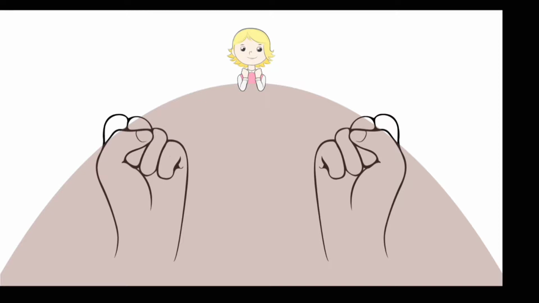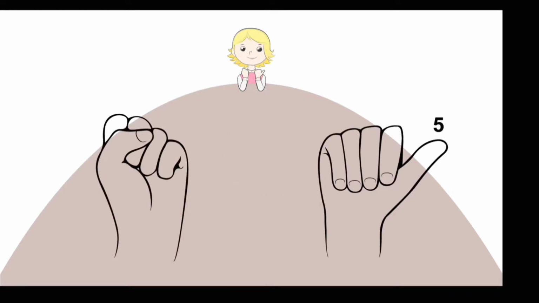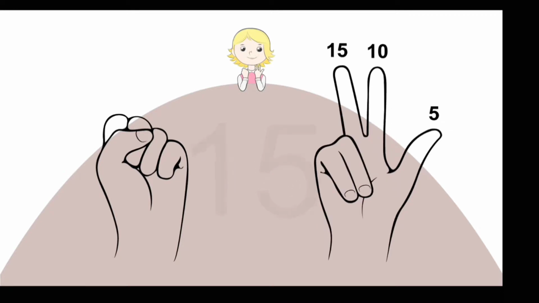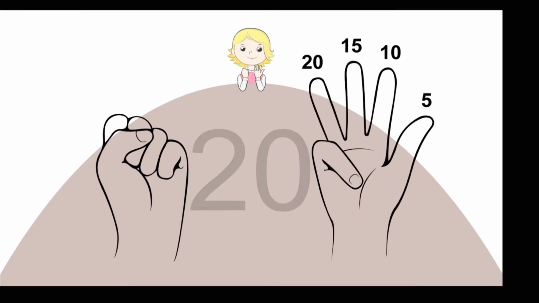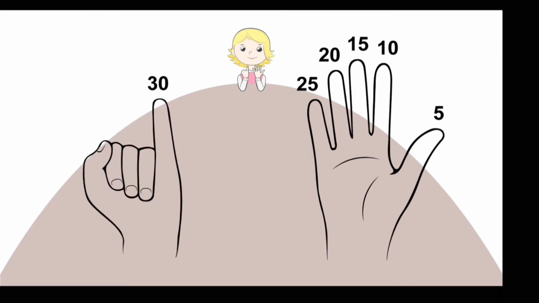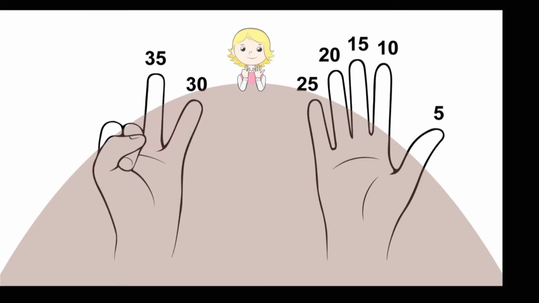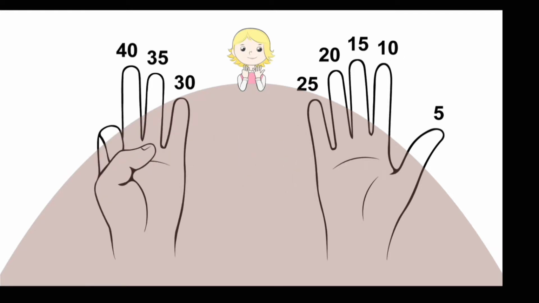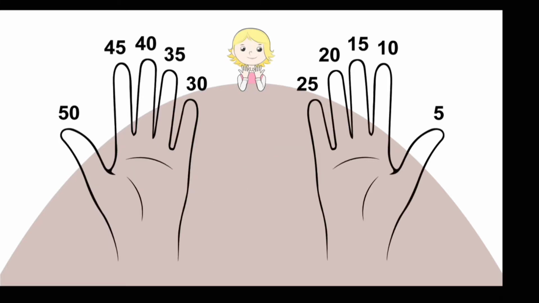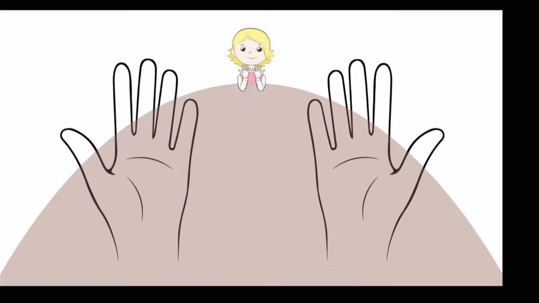0, 5, 10, 15, 20, 25, 30, 35, 40, 45, and 50. Practice until your child can perform the counting method on their own.